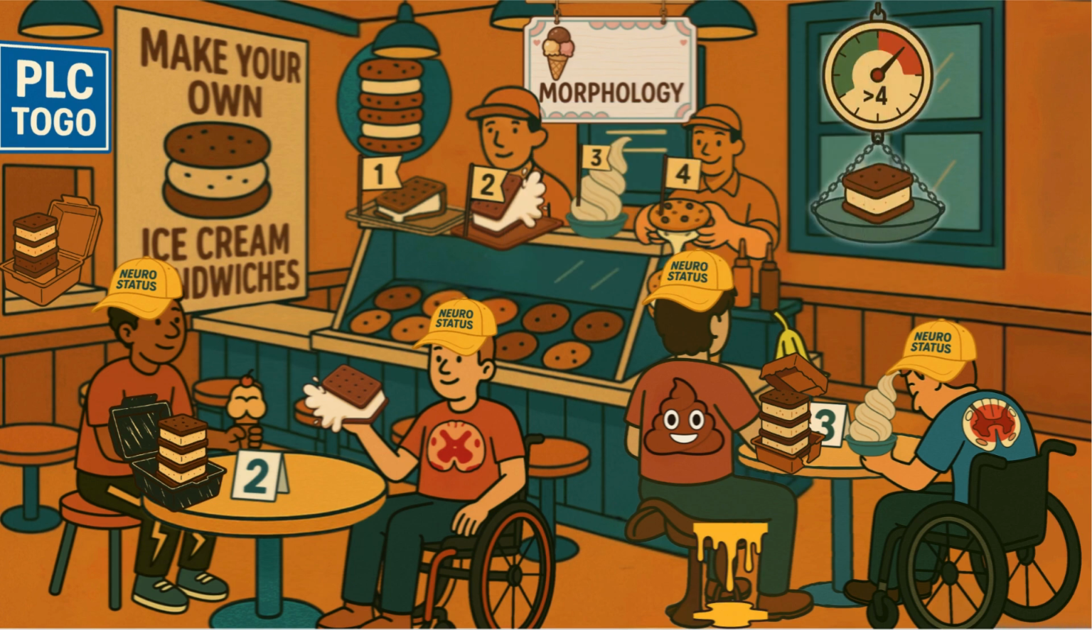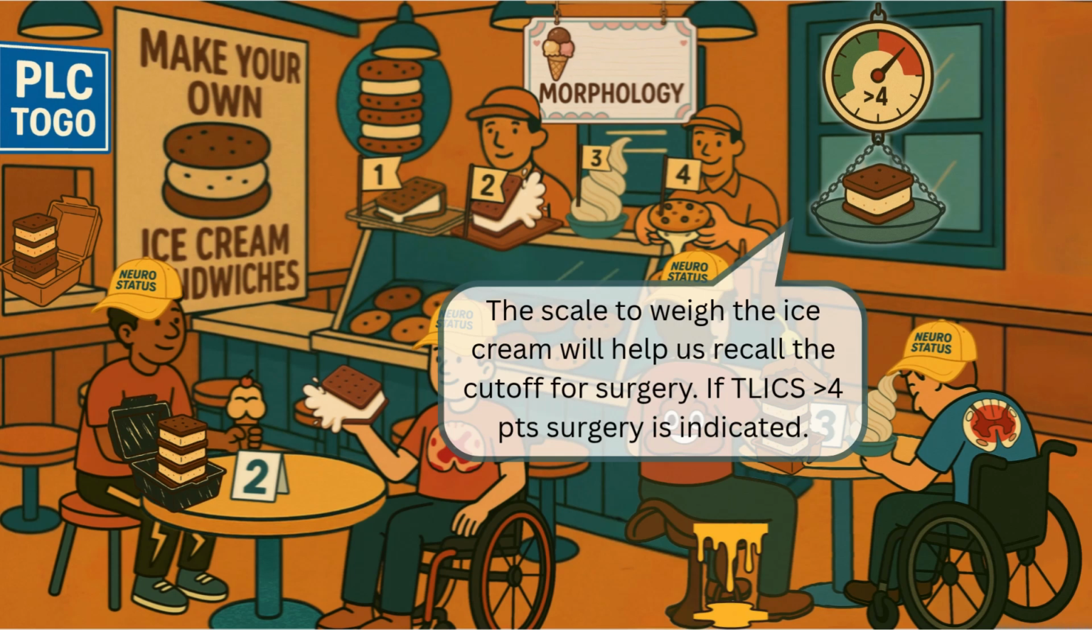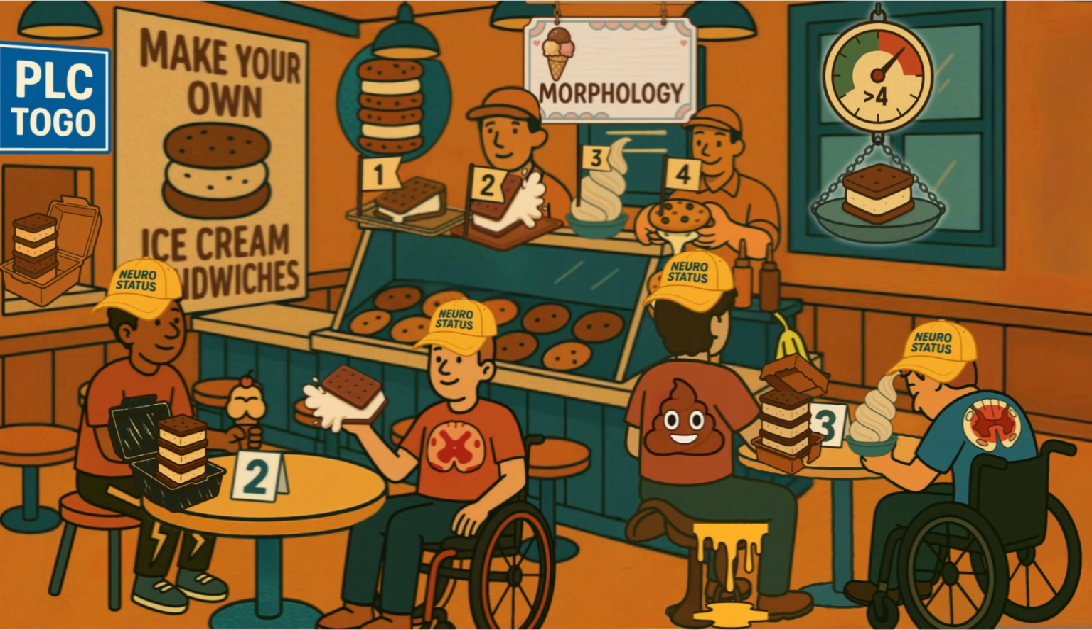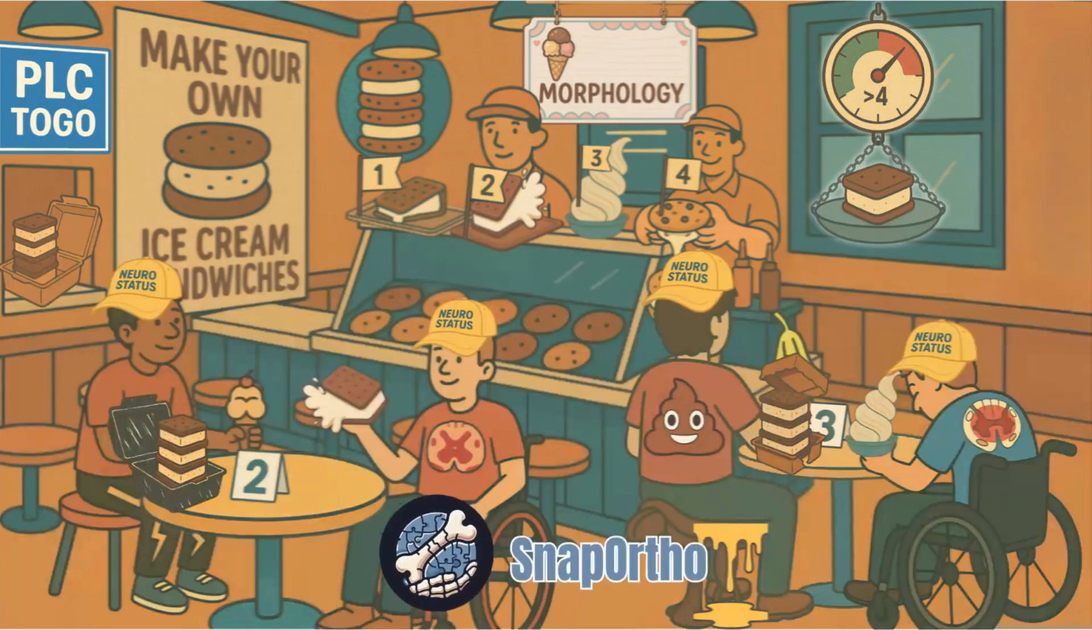So once you add up your total from morphology and neurologic status as well as PLC integrity, you get a final score, and a TLICS score greater than 4 is an indication for surgical intervention. A TLICS score that equals 4 will vary based on patient factors and surgeon preference. So whenever you're working up thoracolumbar spine trauma, just remember your favorite ice cream store in the TLICS classification.